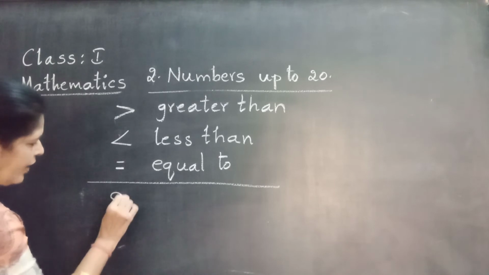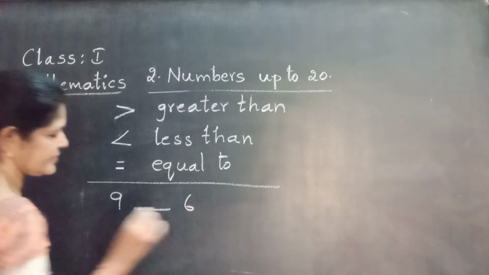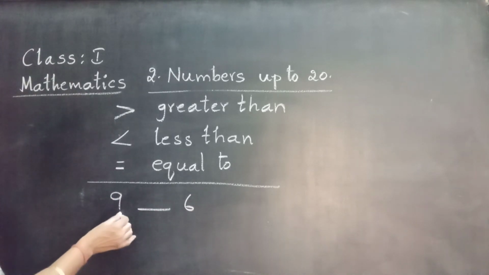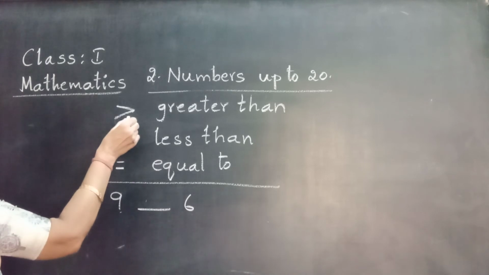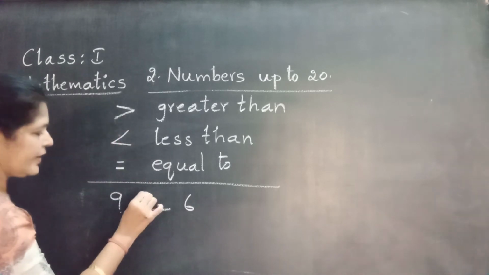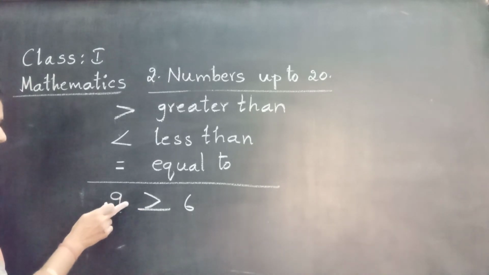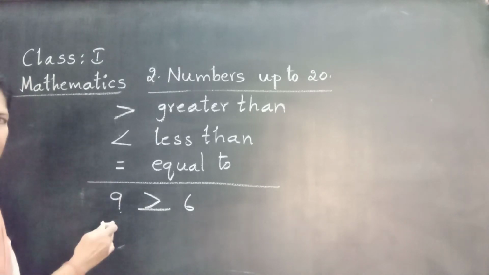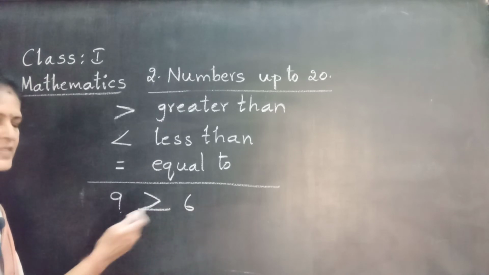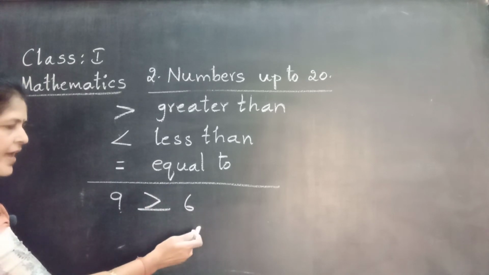Okay. 9 and 6. Which is big? 9. 9 is big. 6 is small. Now here we are going to put greater than. Greater than: the open mouth always faces the big number. How to read it? 9 is greater than 6.